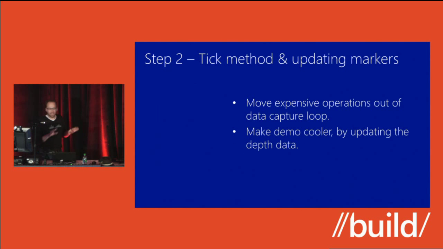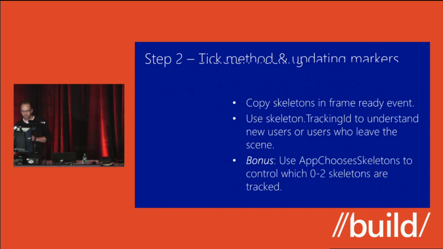So in that method, I went ahead and factored things into a tick method, and I enabled updating markers. One of the important things we're doing is moving expensive operations out of the data capture loops, out of those usings where I'm copying data out. I'm moving that outside of those usings as well. So next, we'll add skeleton tracking.